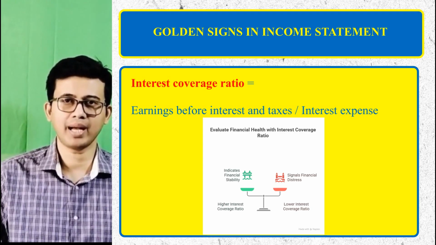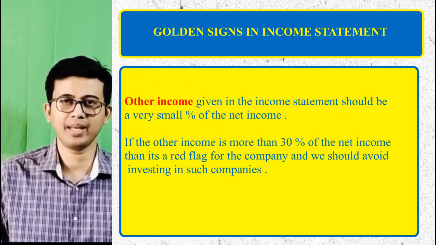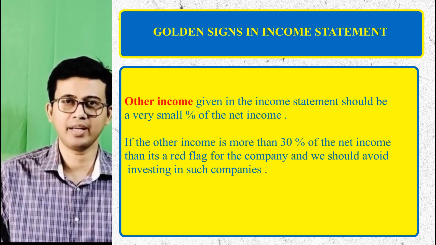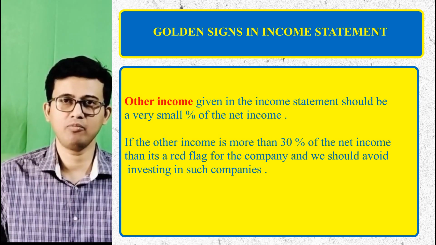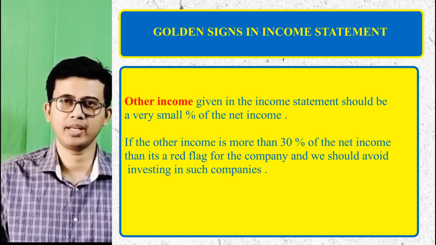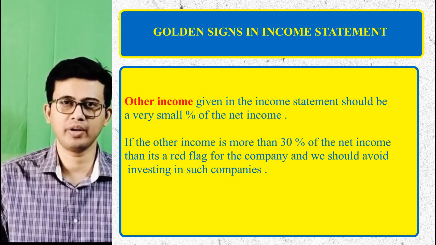Another important item which you should look at closely in an income statement is the other income figure. If the other income given in the income statement is a very large number and it's more than 30% of the net income figure, that means most of the net income is coming from non-core business activities, which is a non-recurring source of income.